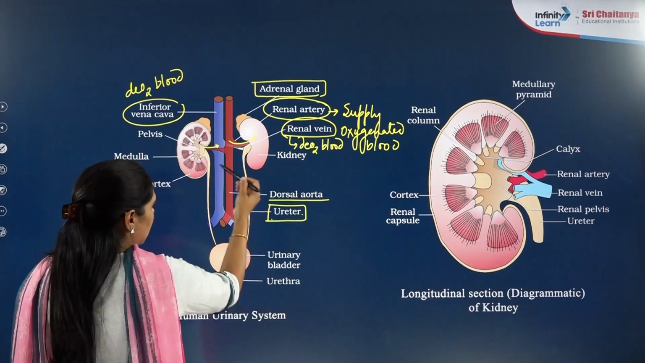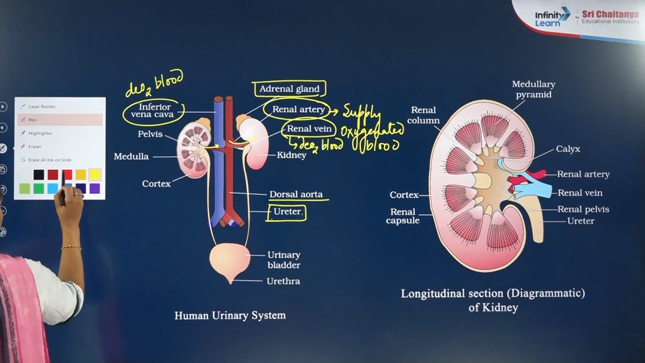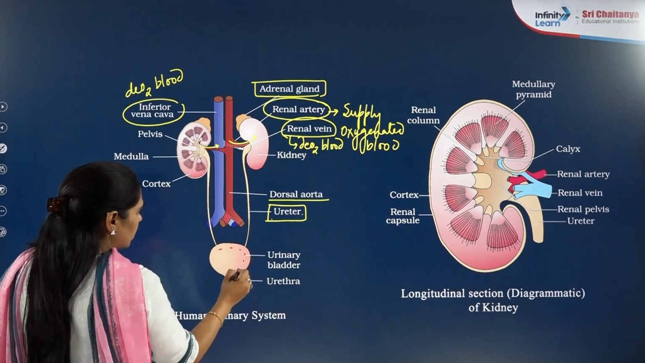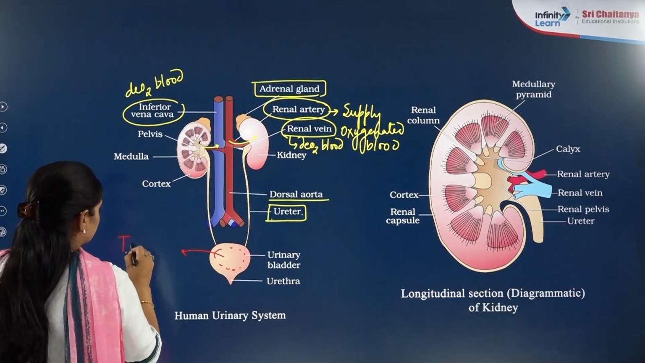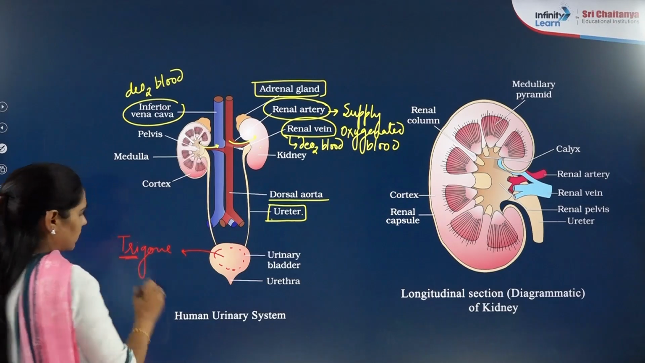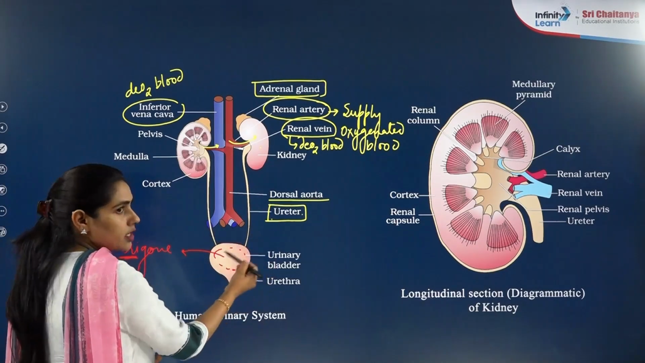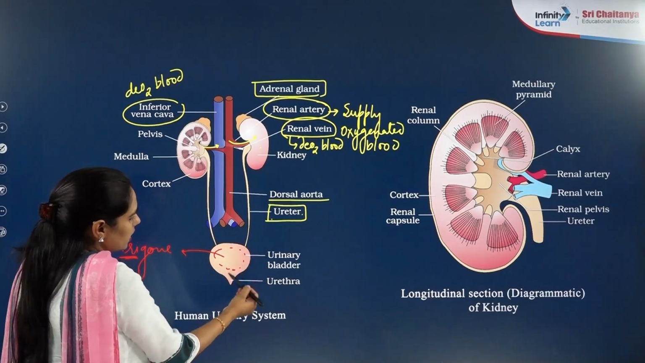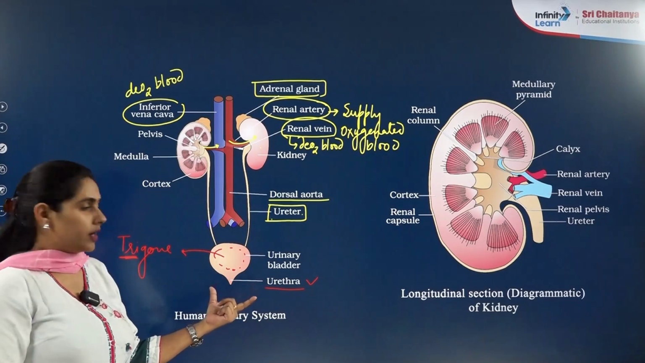And these ureters are opening into the urinary bladder. There is a space here in the urinary bladder where the urine will be stored. This is known as trigone. Why is it known as trigone? Because here there are three openings actually. Two openings are for the ureters. Ureters are opening, and then the urine will go out through the urethra. Urethra is also an opening, right?